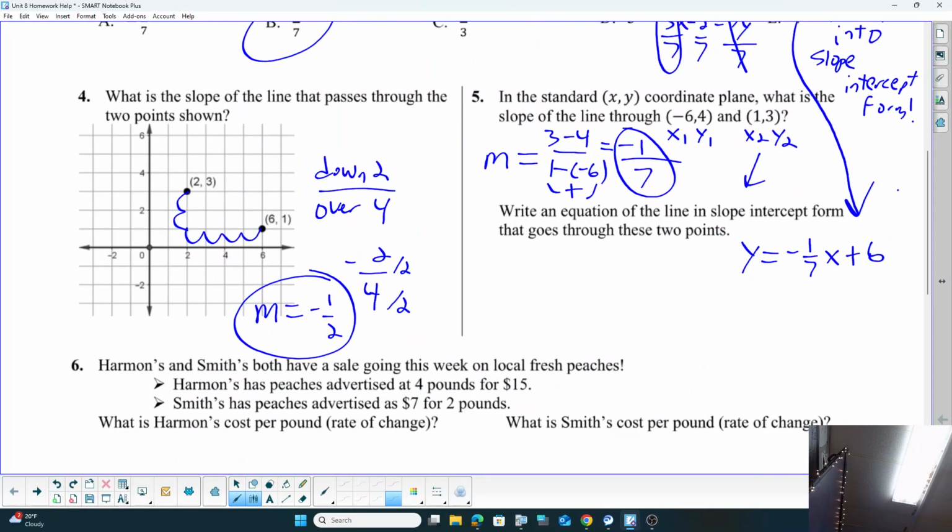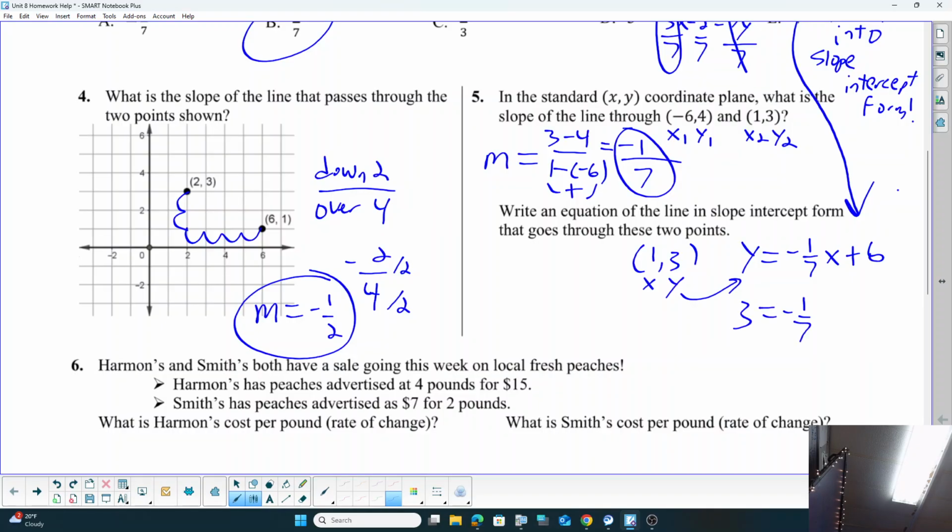So maybe like 1/3. So our 1/3, right? We have 1/3 as our x value and y value. And so we just plug it into our equation and solve for b. Okay, so y is going to be 3.